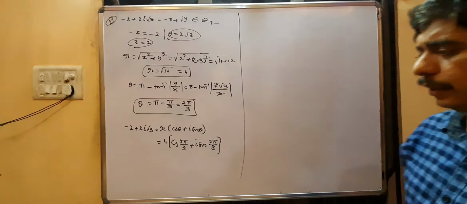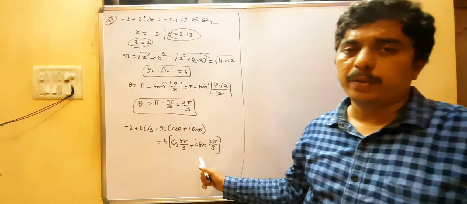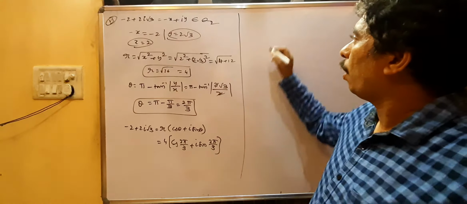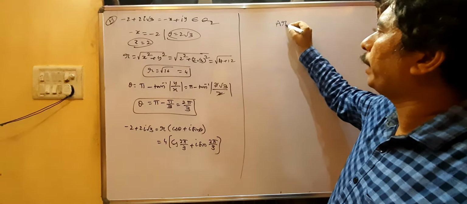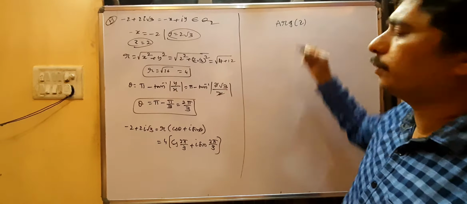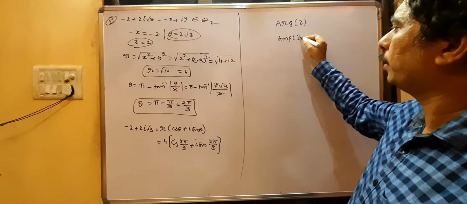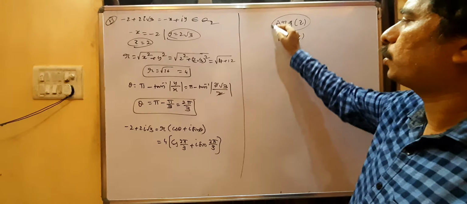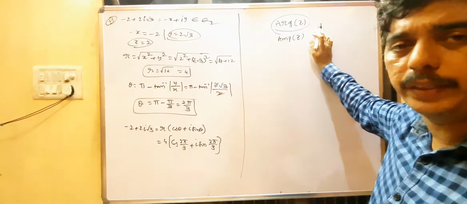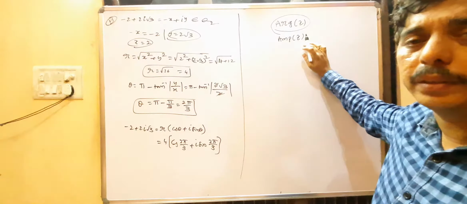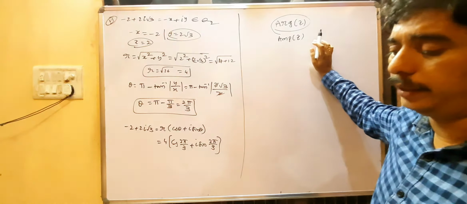In this case, this theta is called the amplitude or argument. Argument of z is denoted by arg z. Amplitude of the complex number is denoted by amp z. Argument of a complex number is denoted by arg z.